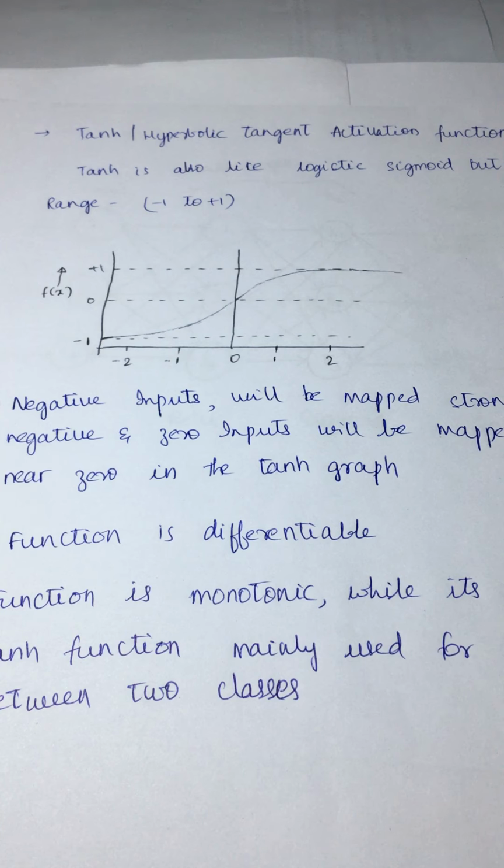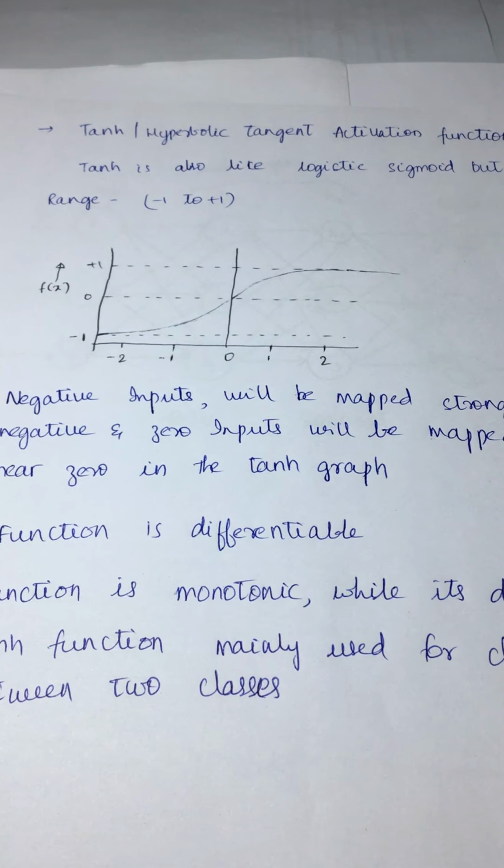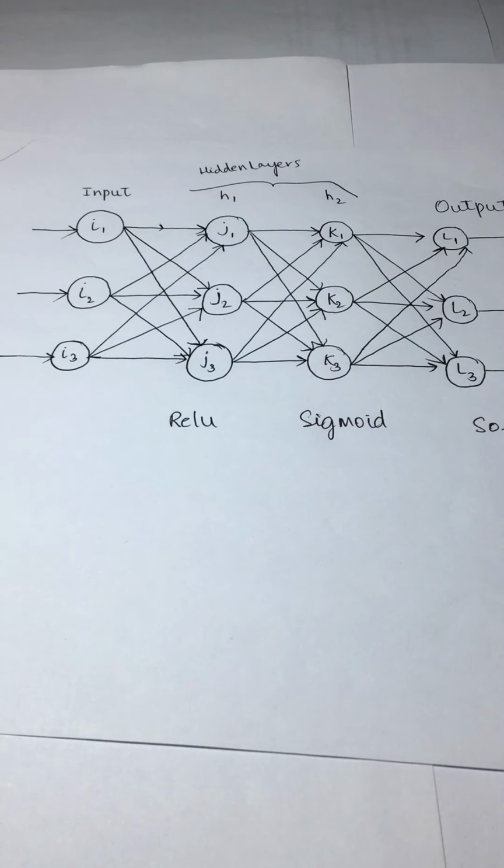So coming to the actual formula, it is nothing but 2 by 1 plus e to the power of -2x, minus 1. This is the tan h function formula. Coming to range, it is -1 to +1, which you can see from the plot. So the function is differentiable. That is one. The other one is you can clearly see from the graph that the function is monotonic, but the derivative is not. And it's commonly used whenever you have binary classification use cases. Again, this particular activation function is mainly used in classification use cases only.